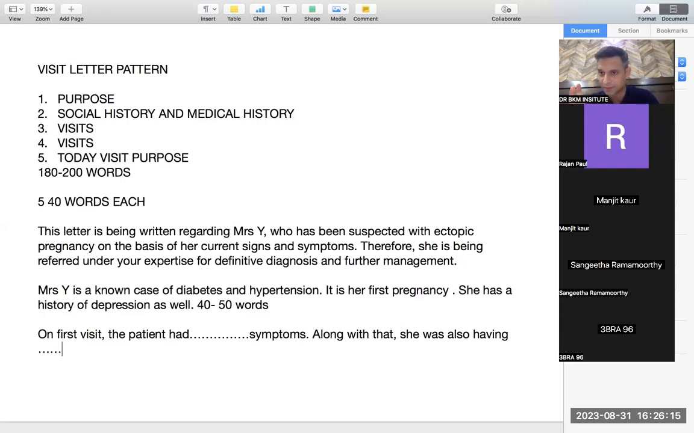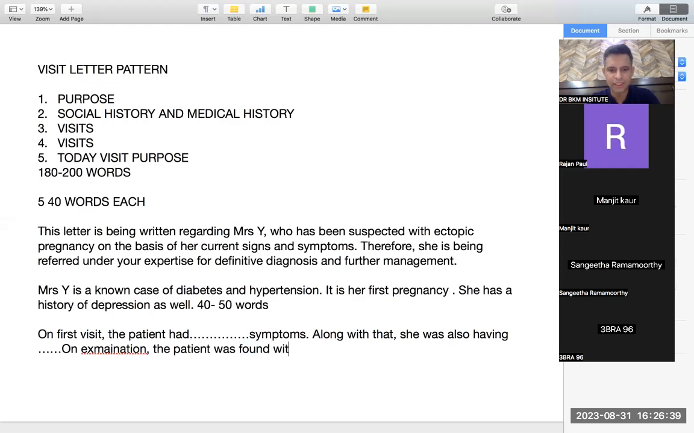In the first paragraph, you told about what is happening today with the patient, so therefore you are referring the patient. The second paragraph is of social history and medical history. In the third paragraph, you have mentioned the symptoms. Then you will examine. On that day, on the first visit, you would have examined the patient. So on examination, the patient was found with.